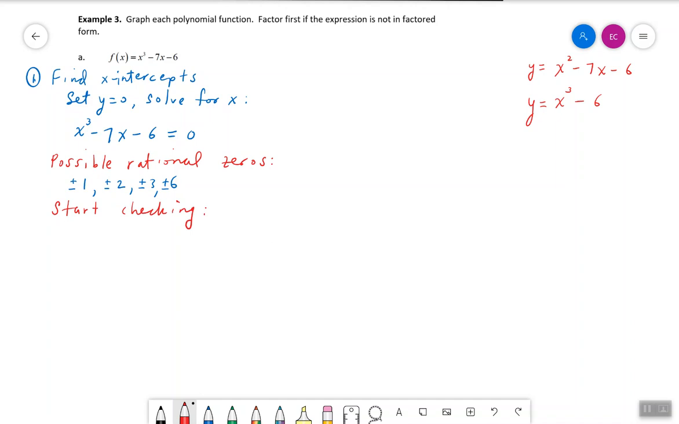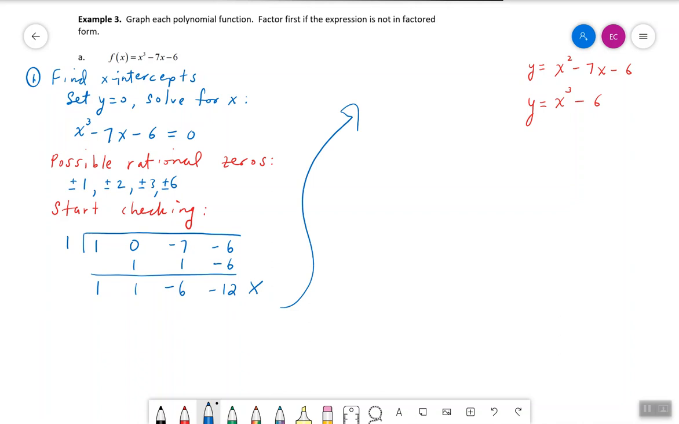When we find one that works, then not only do we have a 0, but we also have a factored form of the cubic. So let's check x equals 1 with synthetic division, 1 outside, and then the coefficients on the cubic. 1 for x to the third. X squared is missing, so we'll put in a coefficient of 0 for that. And then -7, and then -6. And then we'll go through the synthetic division and see how it comes out. Oh, it's not going to work. The remainder is -12. So we'll have to try again with the next value.